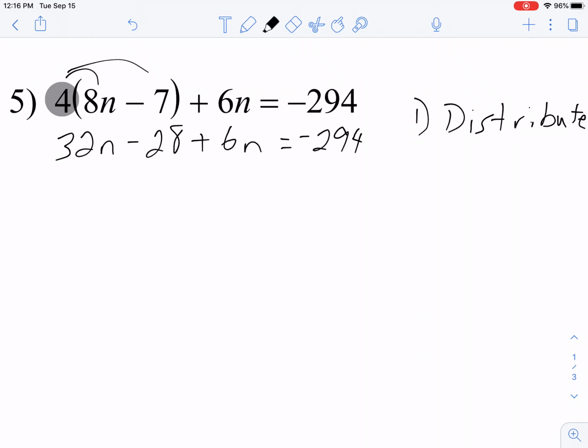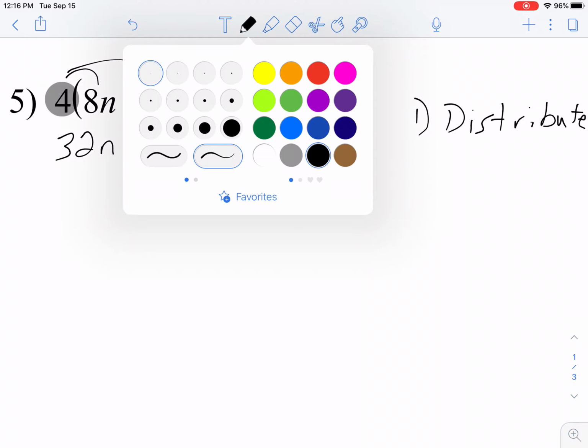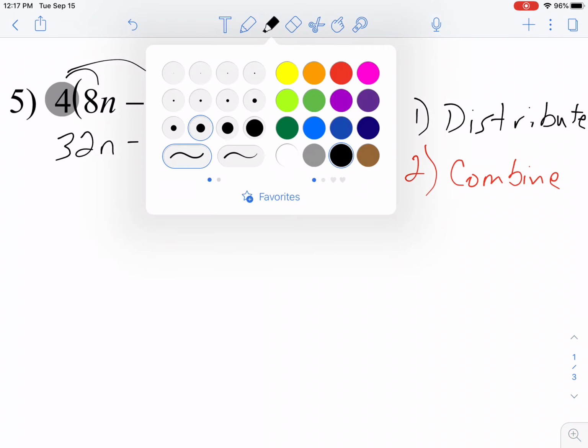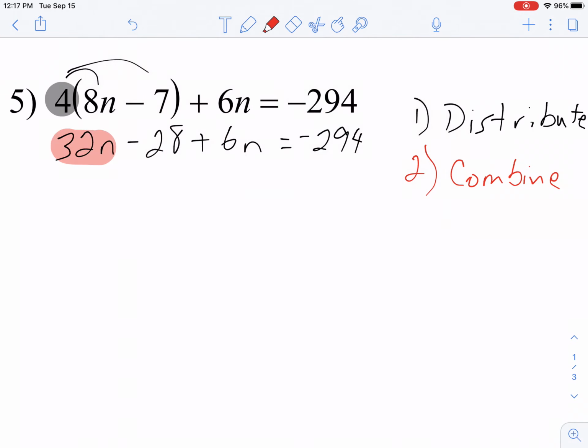My next step after that would be to combine like terms. And so when I talk about like terms, I'm talking about 32n and 6n. I'm going to add those. So 32 plus 6 equals 38. N comes with it. Minus 28 comes down. Equals negative 294.